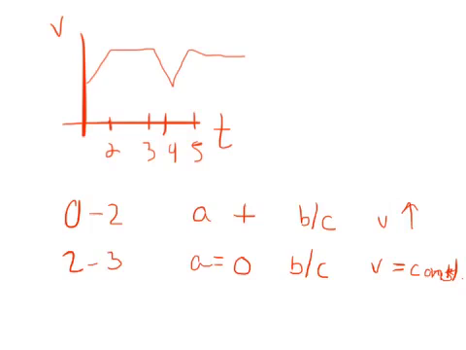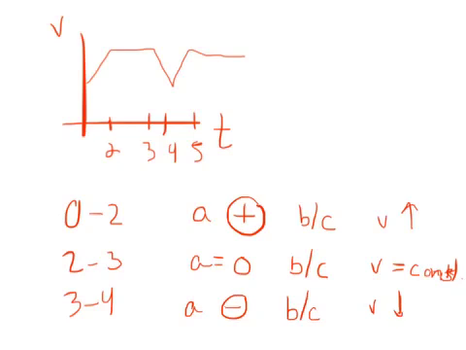So, from 3 to 4 seconds, we see that the velocity is going down. When the velocity decreases, the acceleration is negative. The acceleration is negative because the velocity is decreasing. Okay? And that's all we'll do for this one. We'll leave the other parts alone. The other parts are similar answers.